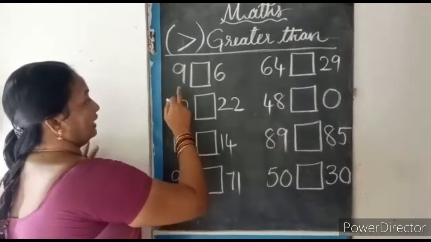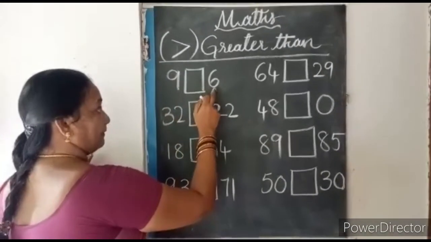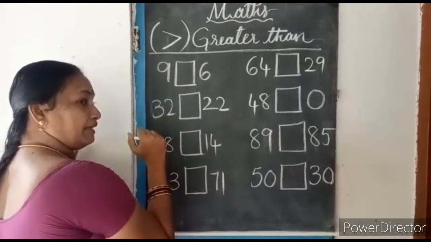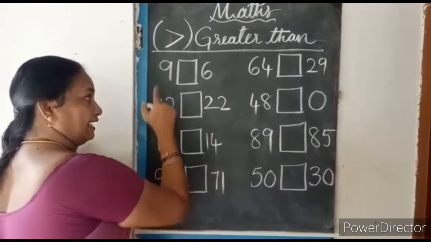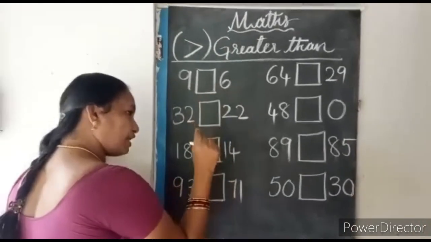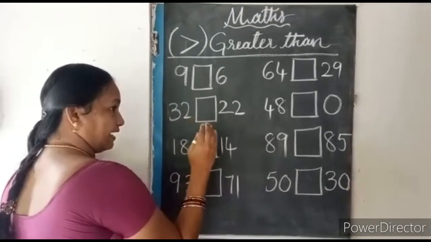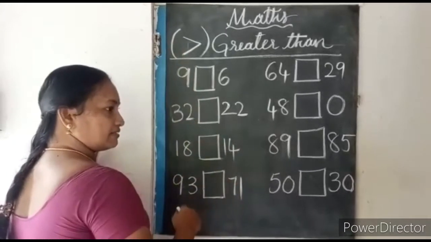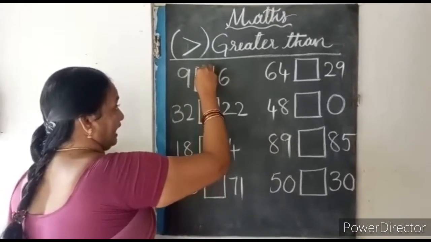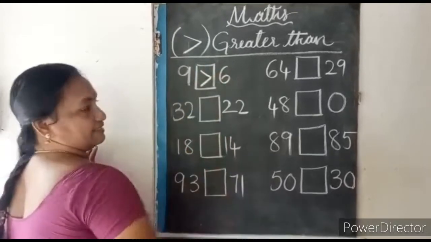So, is 9 bigger than 6 or smaller than 6? Let me know. Yeah, 9 is bigger than 6. Yes or no? So, 9 is greater than 6.